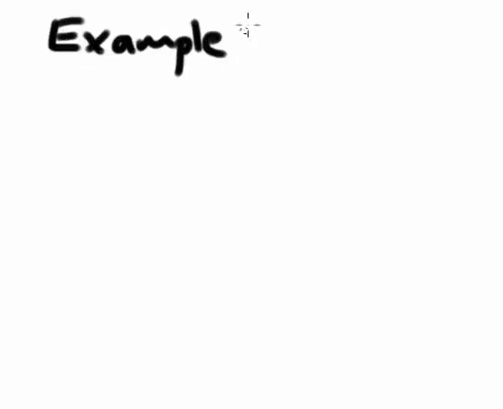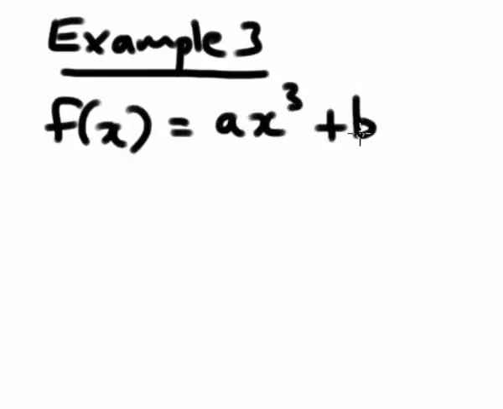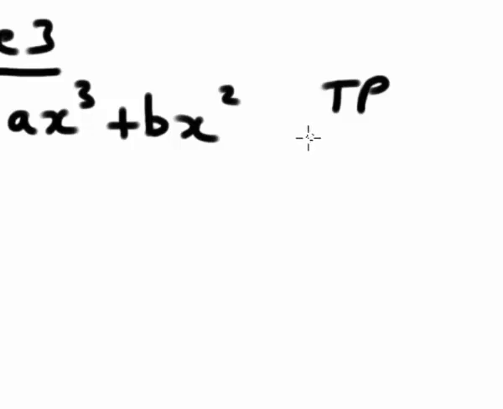Okay, let us do a third example. In the third example, we're going a little bit more tricky, so bear with me on this one. What I want to do in example 3 is I'm going to give you the graph of f(x) equal to ax cubed plus bx squared. And this graph has a turning point, and that turning point will be at (2, -4) on the graph.